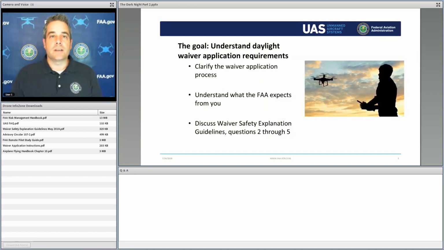So today, as a continuation of the Dark Night, this is episode 2, and what we want to do is walk you through the application process specifically related to operating your UAS at night. So we're talking about daylight waivers. We hope to clarify this process for you, and in the process of that, help you understand what the FAA expects from you.